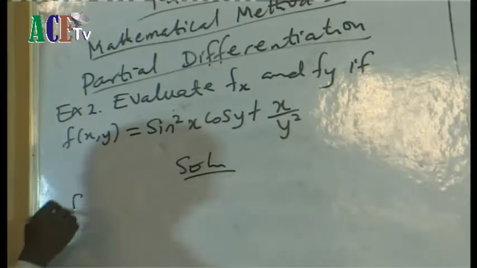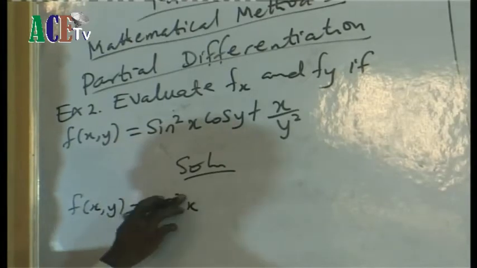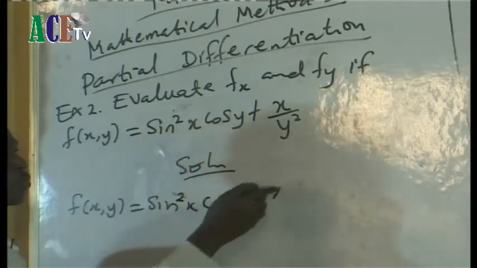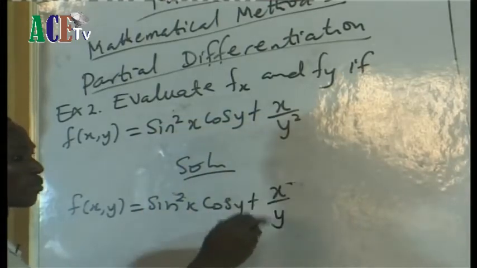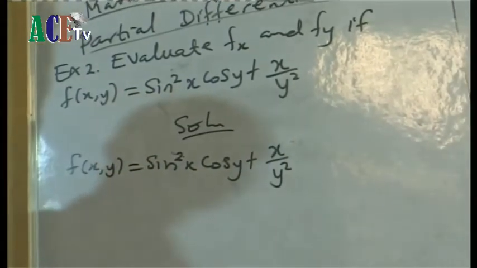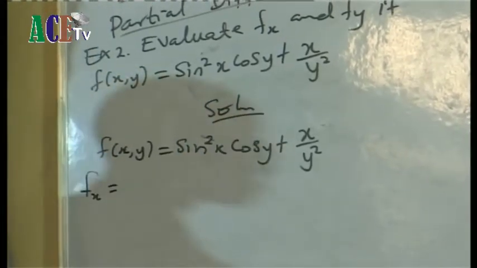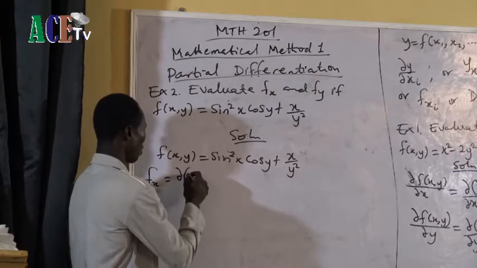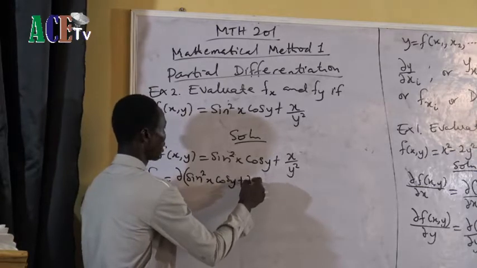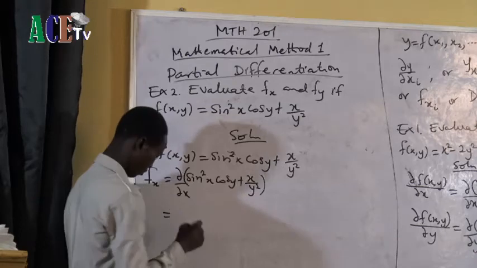I have my f of x, y to be sine square x cos y plus x over y square. Yes, x over y square. I have that. Then what is my f subscript x? f subscript x means the derivative of sine square x cos y plus x over y square with respect to x.